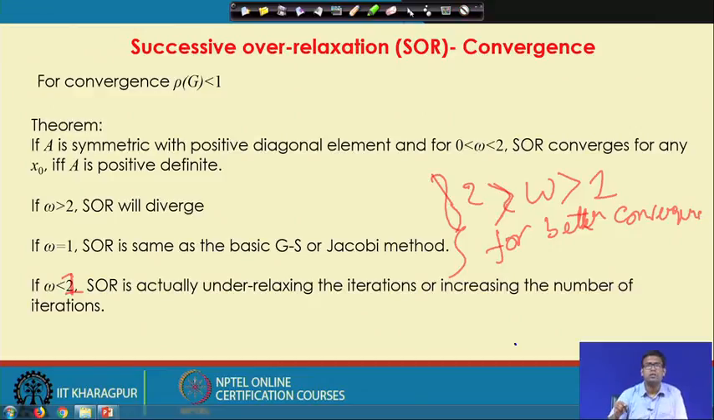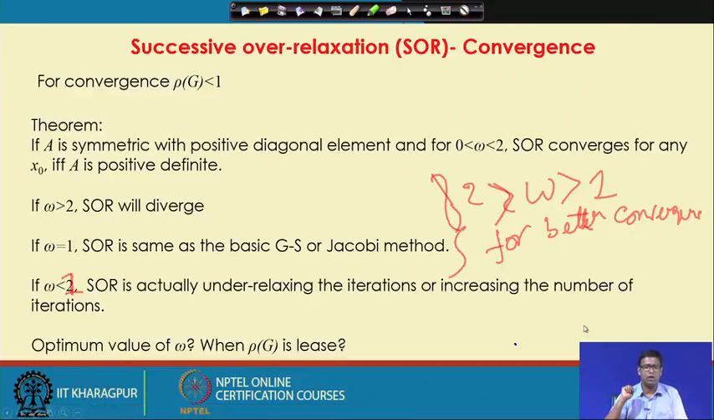So, the question is what should be the value of omega? What is the optimum value of omega? When rho G is least, we will have the best convergence rate. So, you have to look into the G matrix and see with which omega it has the least spectral radius. So, we said that that is the best omega.